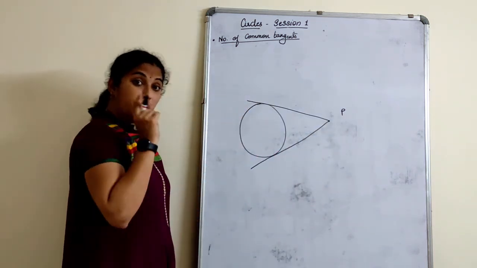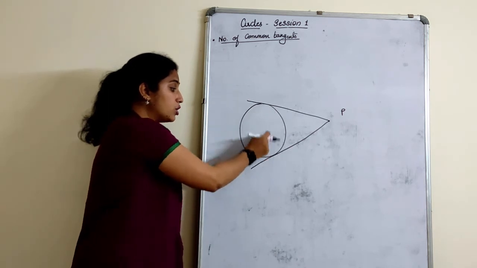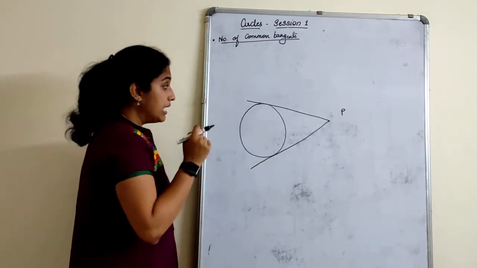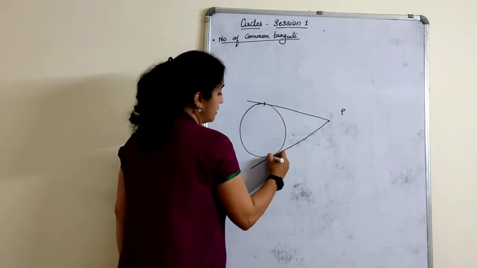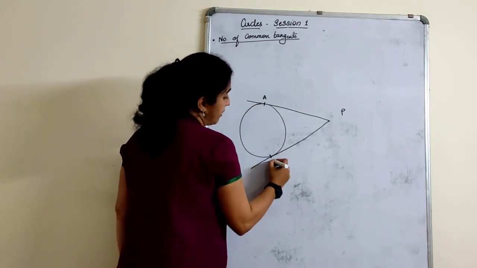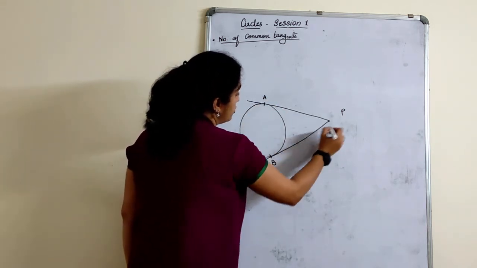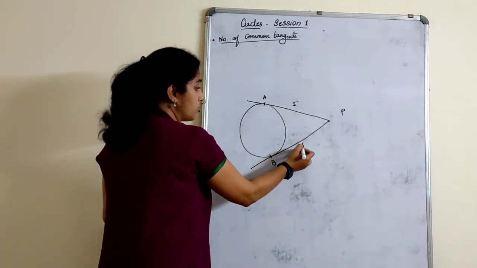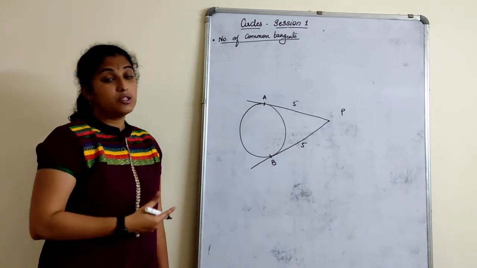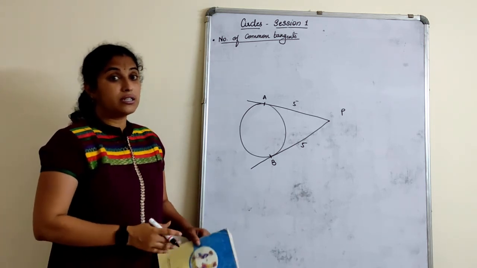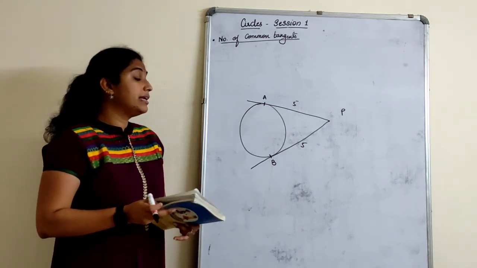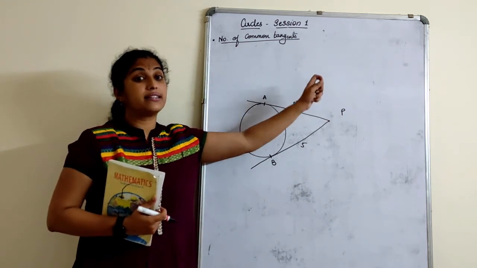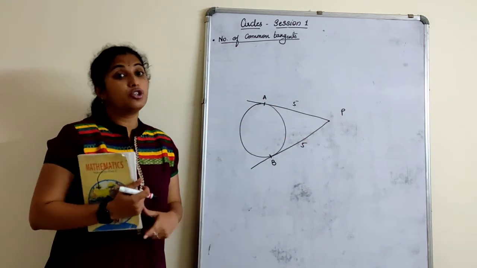See here, from a given point we can draw 2 tangents to a circle. From a given point I am talking about. And we will also prove that from that given point, those tangents are actually equal. Suppose if this is 5, this also has to be 5. And we will be doing this in tomorrow's session. We will write how many tangents are drawn to a circle from a given external point. That is our tomorrow's session.